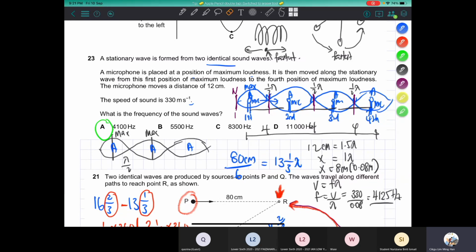So Ian, just for our understanding, at knot you hear the loudest, but the technique should be the same. If you use knot or anti-knot, you get the same answer. So no need to worry about how to get the answer.